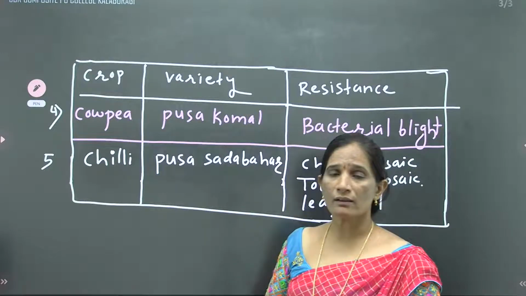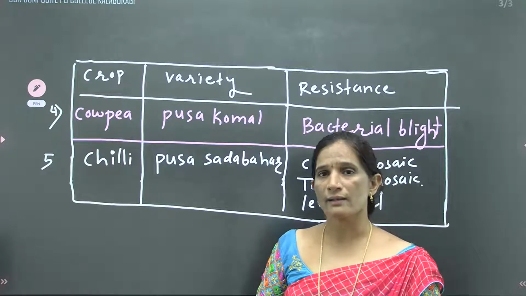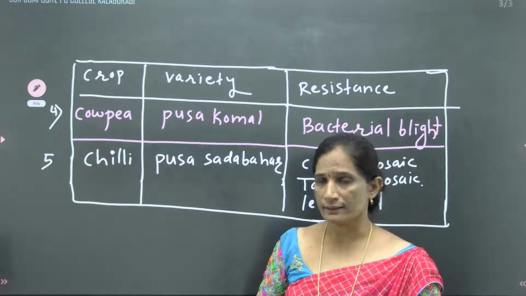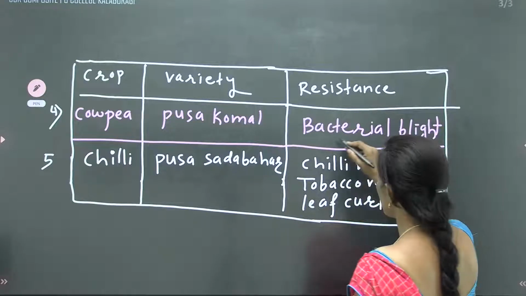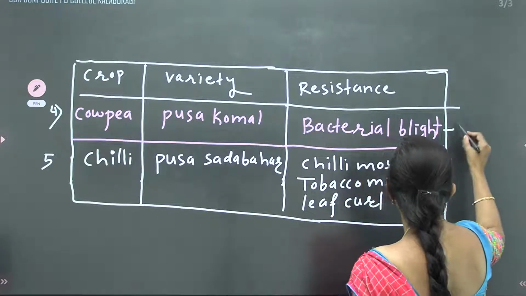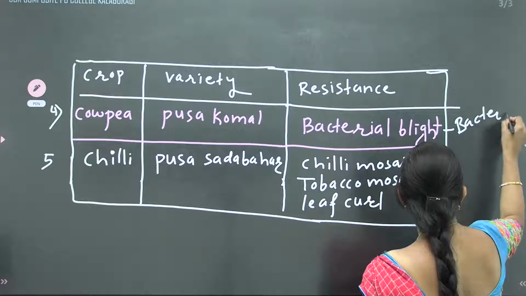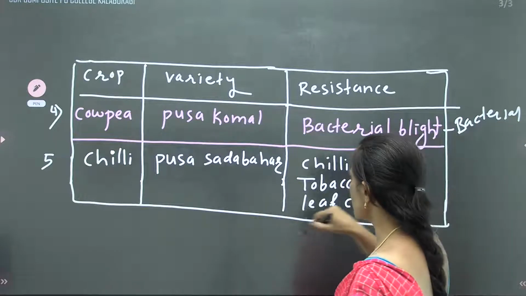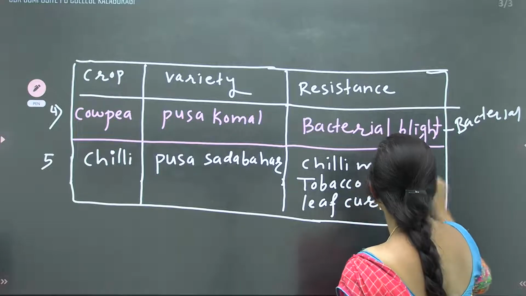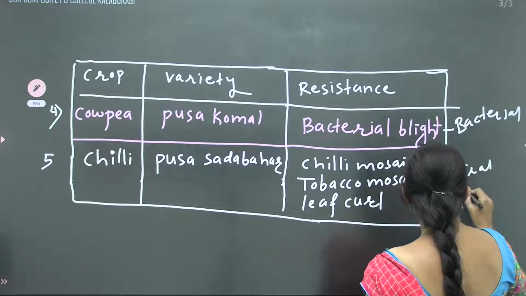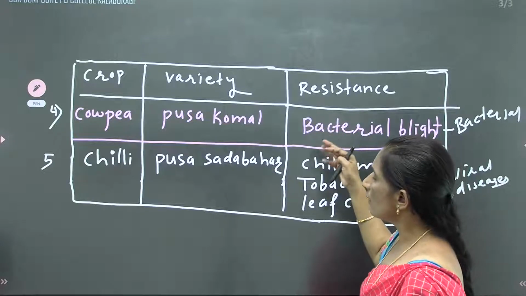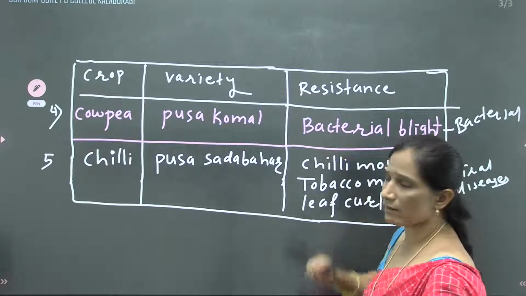Okay, so these are the crop plant varieties and their resistance to bacterial, fungal as well as viral diseases. So Pusa Sadabahar, you know very well. Cowpea variety is Pusa Komal. Resistance to disease is bacterial blight. It is one of the bacterial diseases only. And chili, Pusa Sadabahar, its resistance to disease is chili mosaic, tobacco mosaic, leaf curl. It is what? A viral disease. Is it clear? So these are the varieties and resistance to the disease.